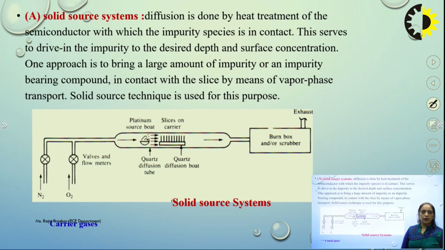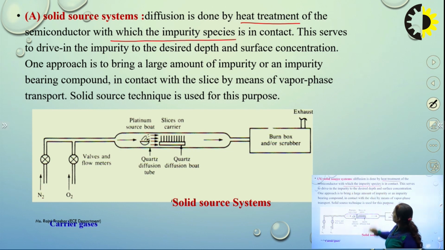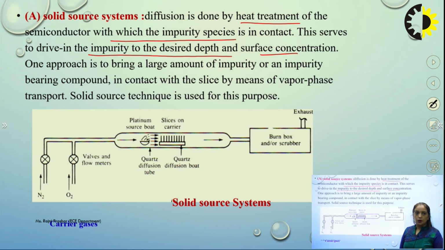So these are some examples of the furnace, what kind of furnace we are going to use for each solid source, liquid source or gaseous source. In case of a solid source system, the diffusion is done by heat treatment of the semiconductor with which the impurity species is in contact. This serves to drive in the impurity to the desired depth and surface concentration. So one approach is to bring a large amount of impurity or an impurity bearing compound in contact with the slices by means of vapor phase transport, and the solid source technique is used for this purpose.